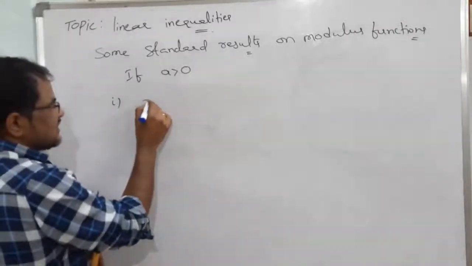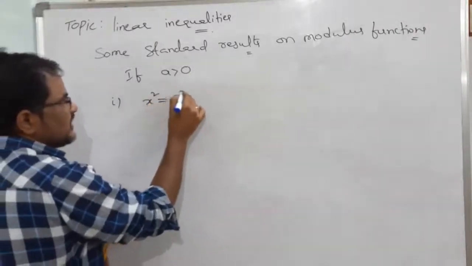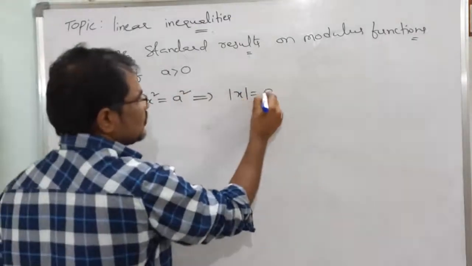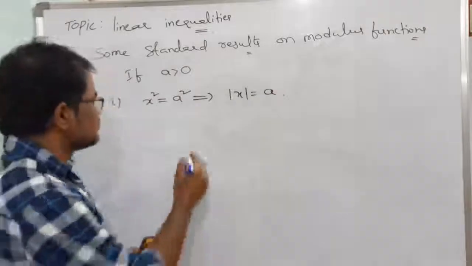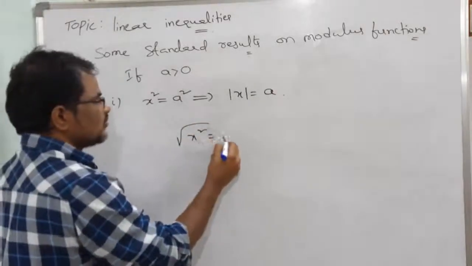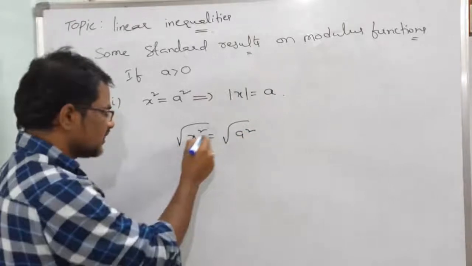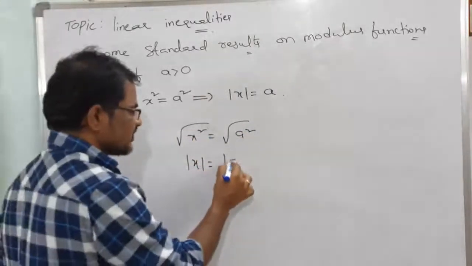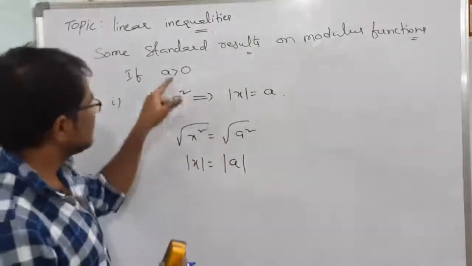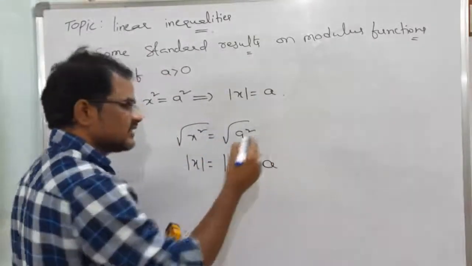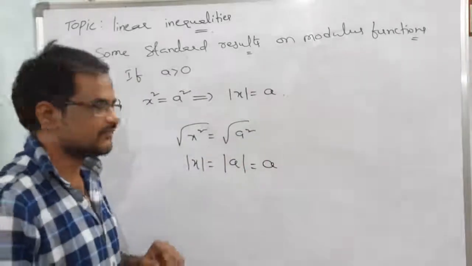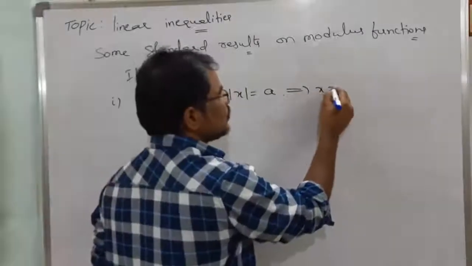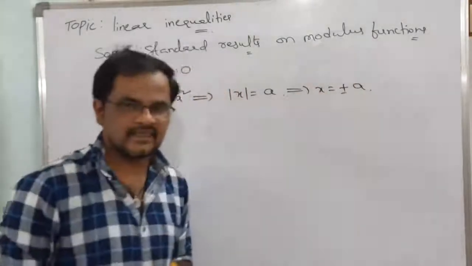So the first one is x square equal to a square. This means you can write modulus of x equal to a, because if you take root on both sides, root of x square equals modulus of x. Already you know that root of a square is modulus of a, but here a is positive, so what you will get is a. So mod x equal to a. Whenever mod x equals a, how to write this? x equals plus or minus a, right?